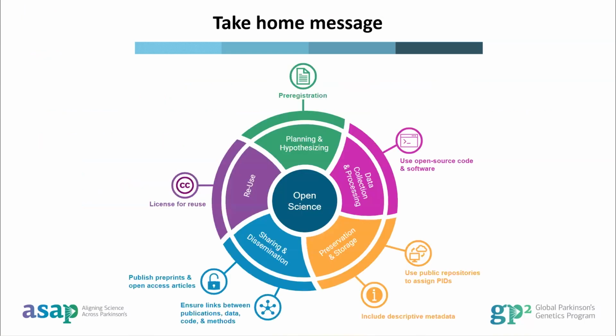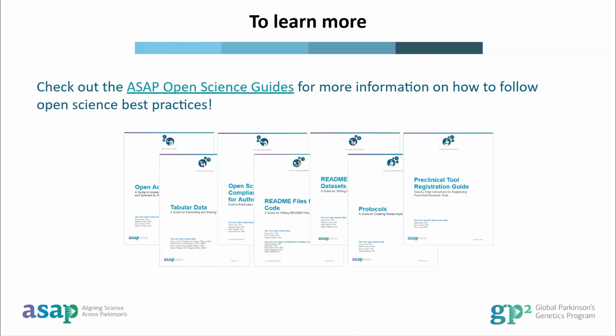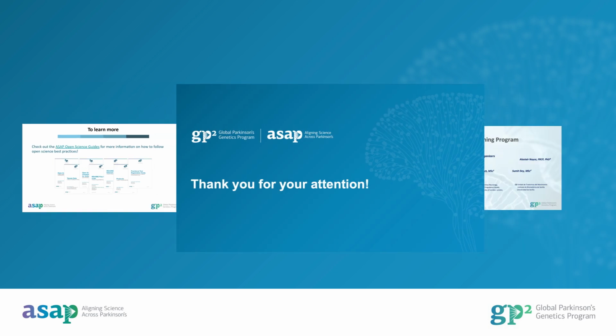Open science best practices increase reproducibility, transparency, and discovery by making the processes and outputs of scientific research findable, accessible, and reusable. This democratizes access to research, allowing others to build upon the work of those who came before, opening up new avenues for innovation and accelerating discovery. This course was an introduction to open science best practices. If you are interested in learning more about how to implement these practices in your research, check out the ASAP Open Science Guides on Zenodo.